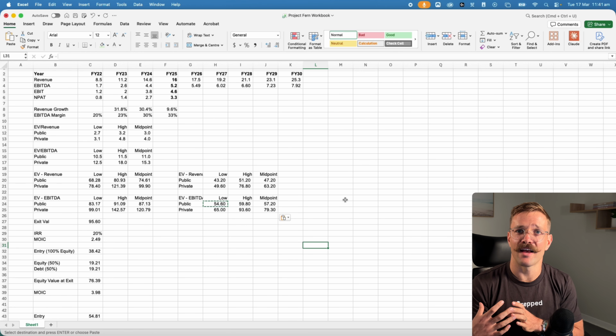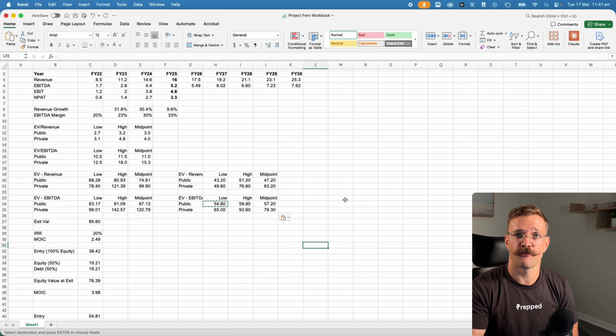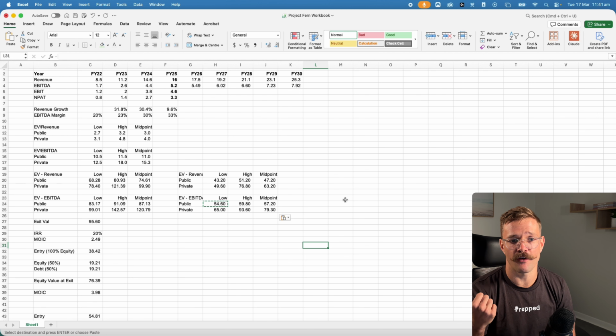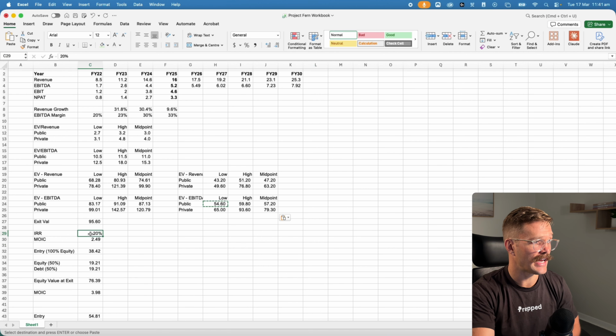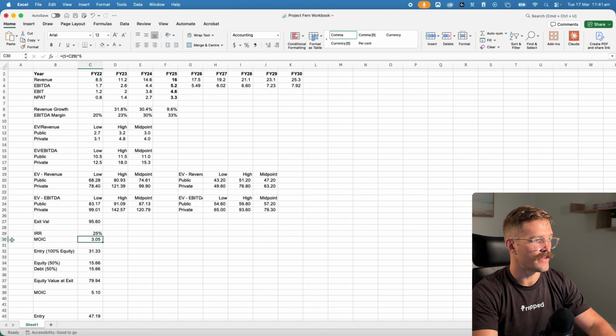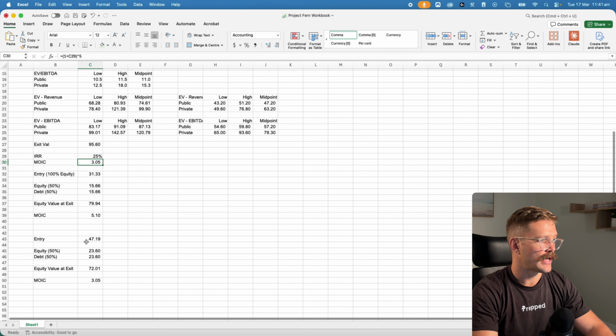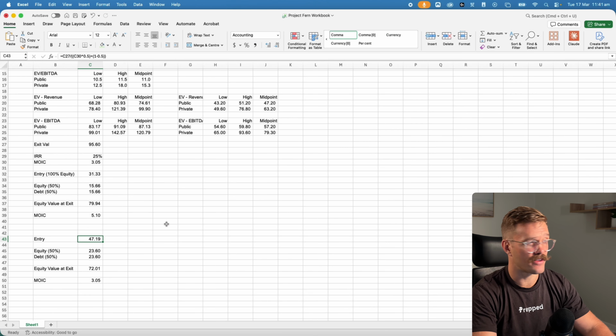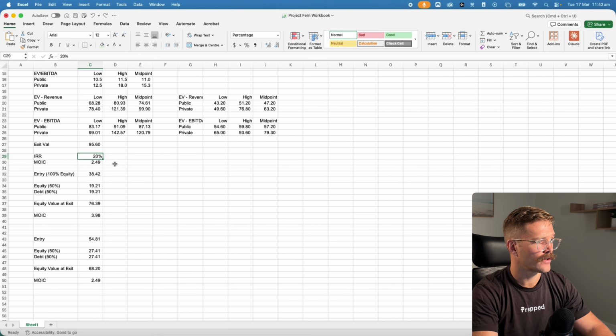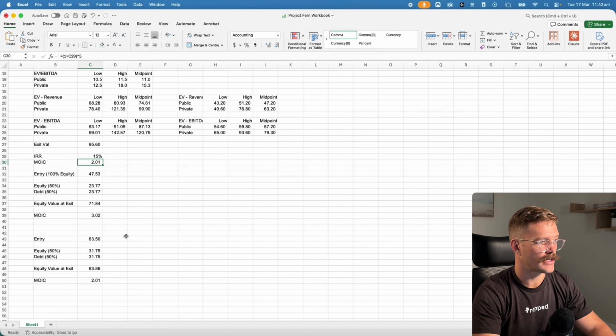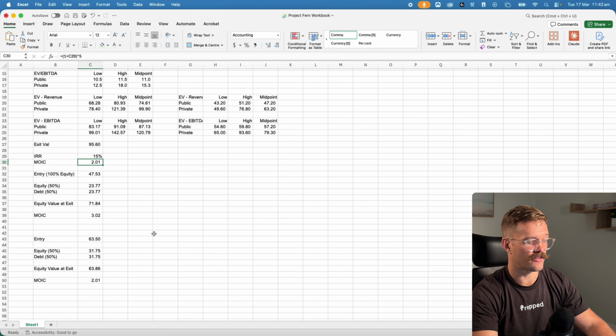The reason why some private equity firms can offer higher prices than others is a mixture of their expected internal rate of return. So as we increase this, the multiple on invested capital also increases, which means that we are entering in at a lower price there. So 47, if we go down to 15, jumps to 63. So that's one factor. The other factor is synergies.